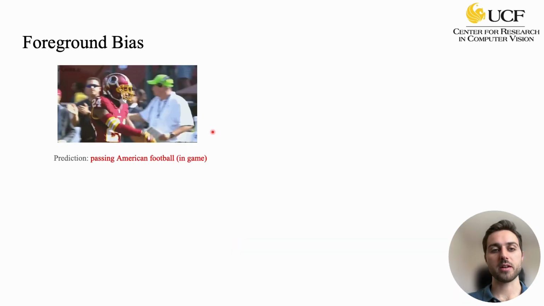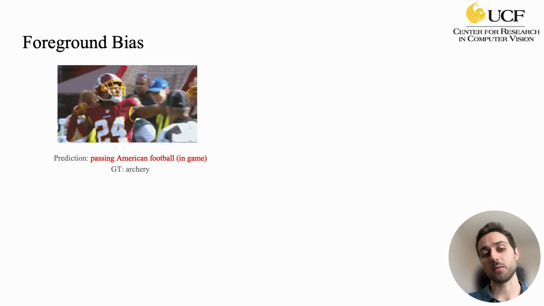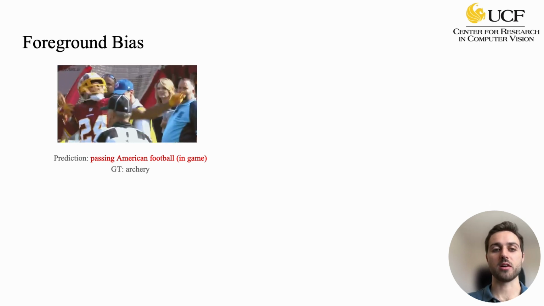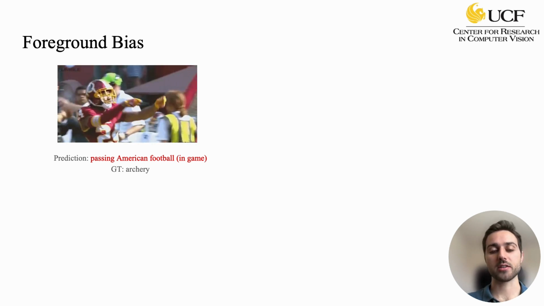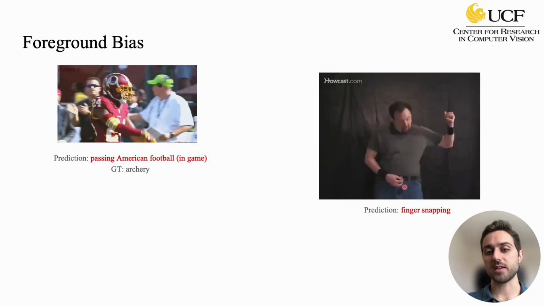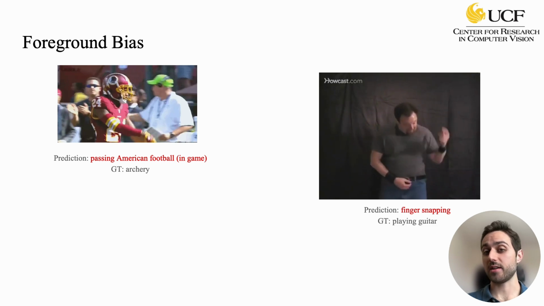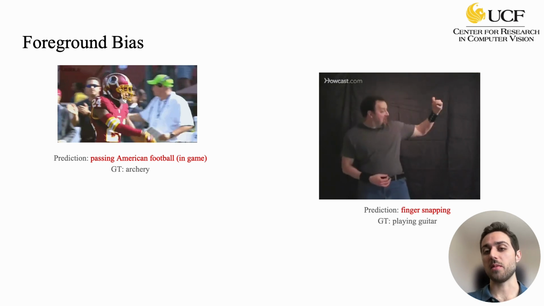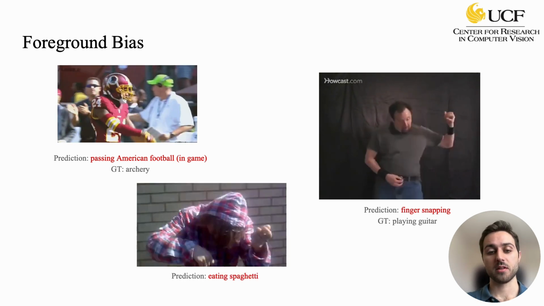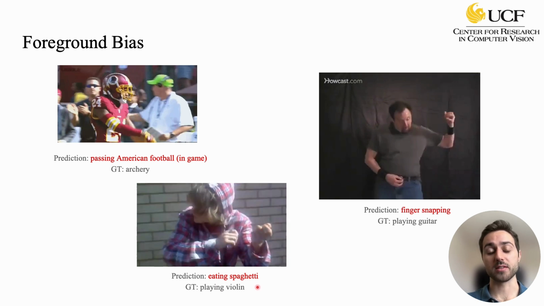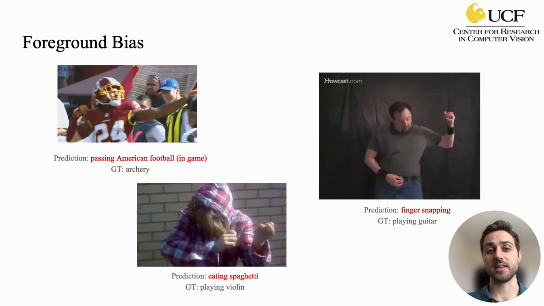We see a similar phenomenon here, but with foreground bias. If you look at the single frame here, it's pretty easy to predict passing American football just due to a sporting jersey. However, once you add motion to the video, you clearly see that he's doing an archery action. But most models will just see the jersey and predict the passing, not the archery action. We see something similar here where this guy is performing an air guitar action. So his motion is still guitar, but because there is no guitar object present, a model oftentimes will not predict it. Here we see the same thing, but with this playing violin action, except his hair sort of looks like spaghetti, so models will often predict eating spaghetti.